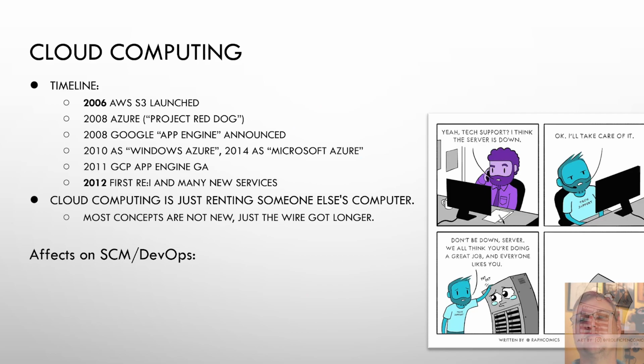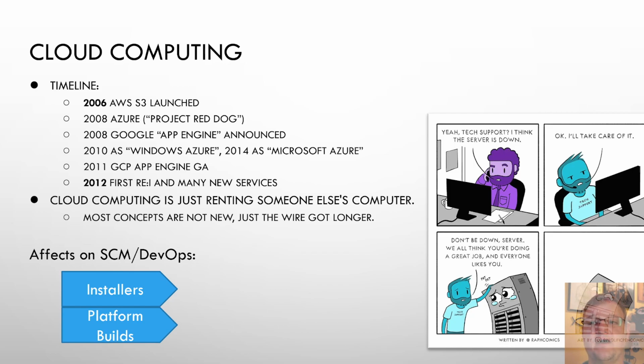The other thing that we need to bring up is cloud computing. Cloud computing arguably started with Amazon's launch of Simple Storage Service, S3, in 2006. In 2008, Azure first introduced Project Red Dog as their cloud compute, and in 2008, Google announced App Engine. By 2010, 2011, 2012, all the cloud vendors started to have options. The effect on SCM is that installers and platform builds, the things we used to do, all of a sudden become infrastructure as code.